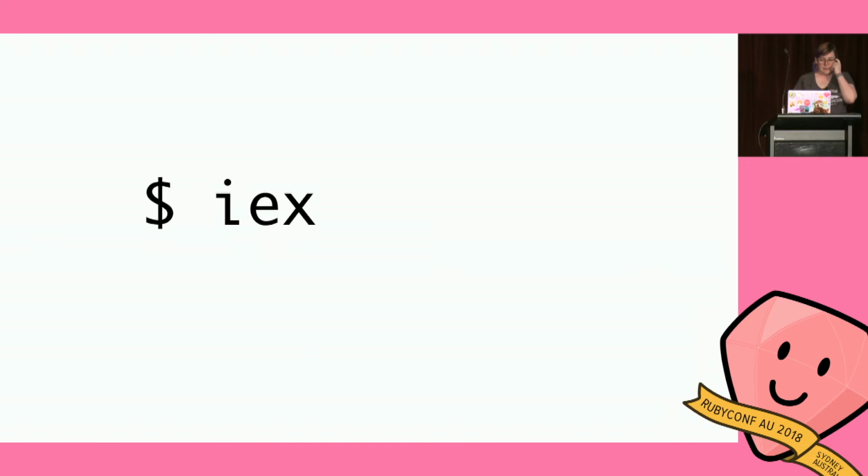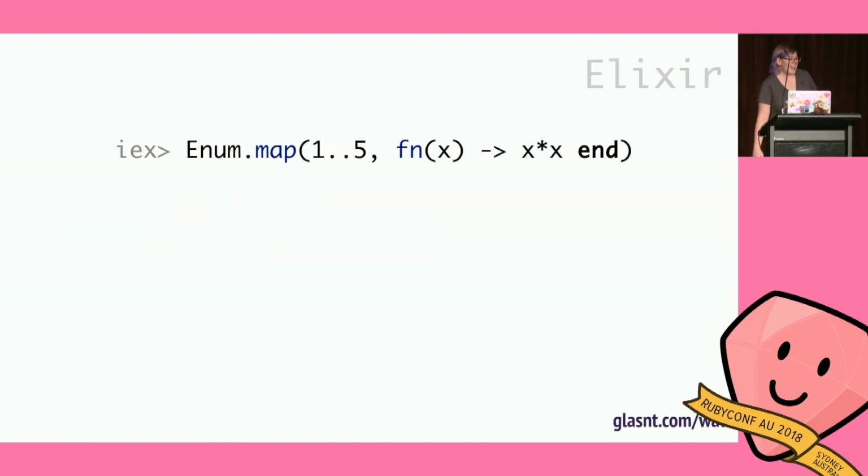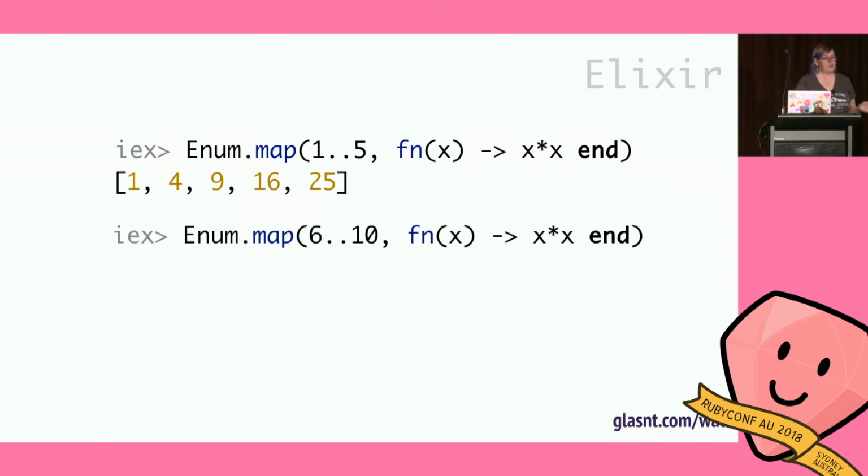Let's talk about Elixir. In Elixir, if I have a range of 1 to 5, and for that range, I want to find the square of the number, and then I map over that, so I go 1, 2, 3, 4, 5. I will get 1, 4, 9, 16, 25. So what happens when I go from 6 to 10?